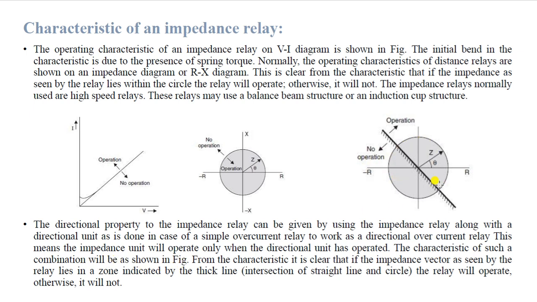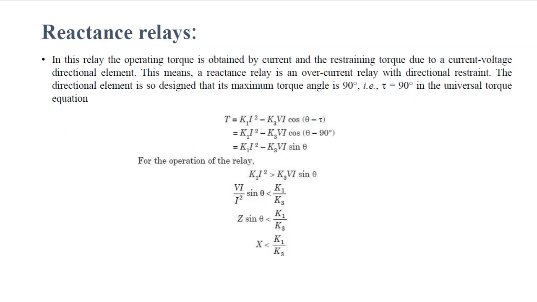In this figure we have the directional characteristics of the impedance relay. From the characteristics it is clear that if the impedance vector as seen by the relay lies in a zone indicated by the thick line, the relay will operate, otherwise it will not operate. It means if our impedance lies in this region, then the relay will operate. If our impedance lies in this region, then the relay would not operate.